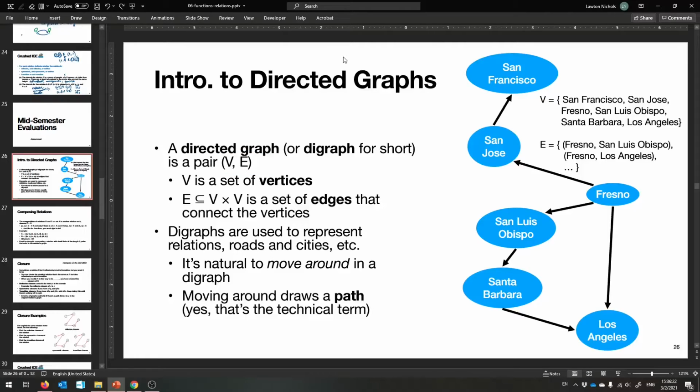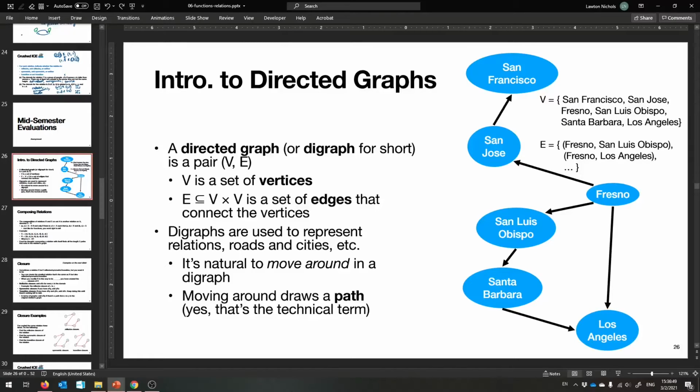Okay, so here is a graph of all the places you can go from Fresno, right? Kind of. You can go to LA, you can go to SLO, and then Santa Barbara's on the way if you keep going south, and then you'll also run into LA, right? And then you could also go up north, San Jose, before San Francisco, assuming you take the 101. Okay, so that is a graph. That's all it needs.